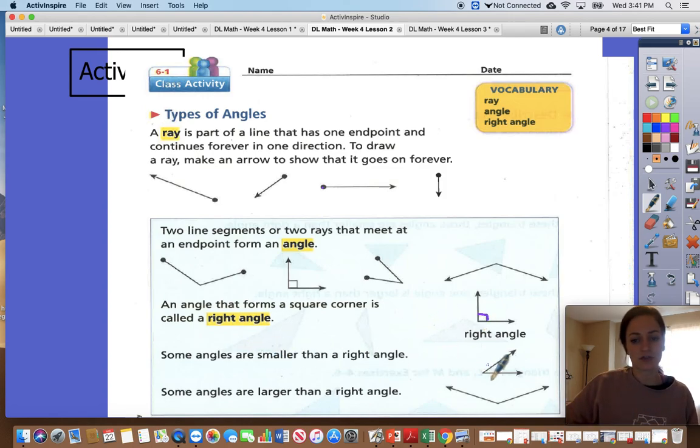Some angles, too, though, can be smaller than a right angle. So here's my right angle. Some can be smaller, like the lines are squeezed in together more. And some angles can be bigger, so they can go out farther than a right angle. Okay, so notice that this one is really big. It's opened up from a right angle. This one's squeezed together, and then a right angle would be like a perfect square, which is kind of hard to see in the camera, but okay, so those are some vocabulary words.